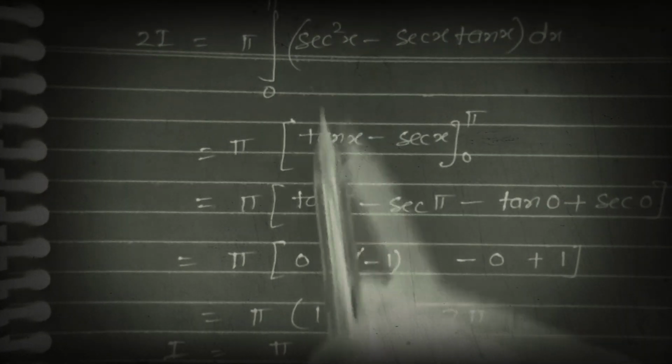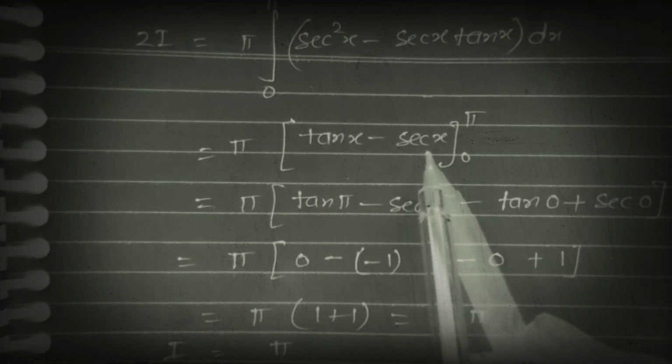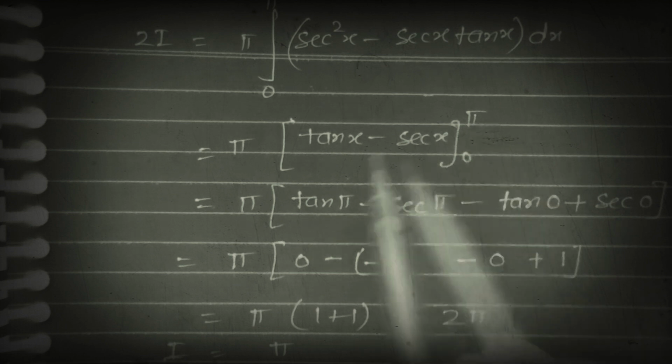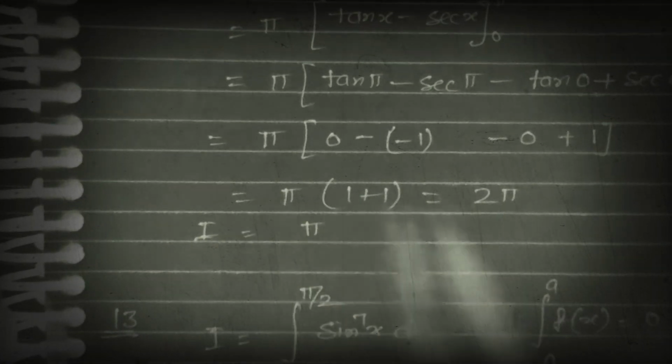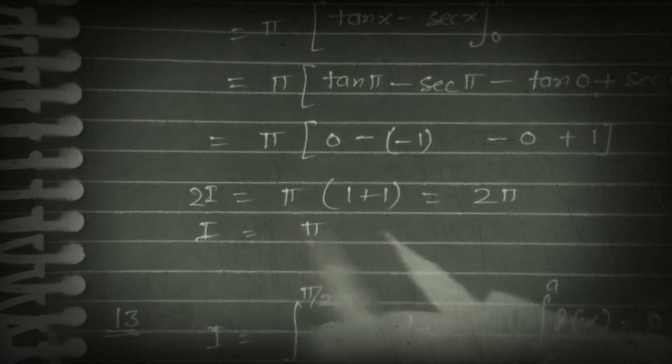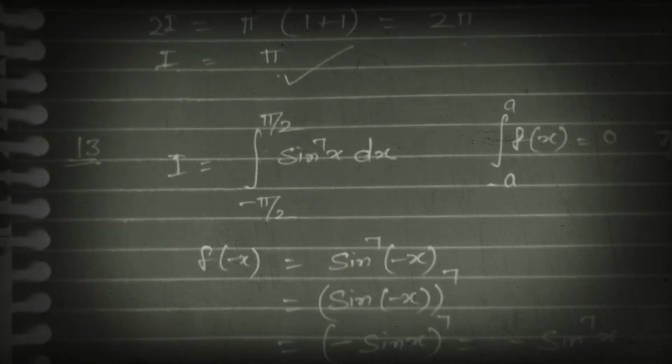Integration of secant square x is tangent x, and secant x tangent x integration is secant x. Then we will put limit, upper limit minus lower limit. Then answer will be 2I is equal to 2 pi. This is value of 2I. Then I will be pi. So answer is pi. Now come to 13th question.